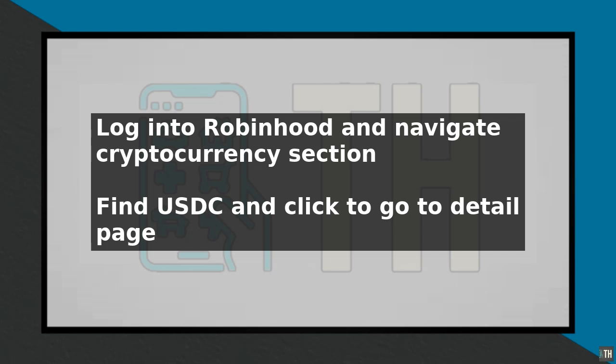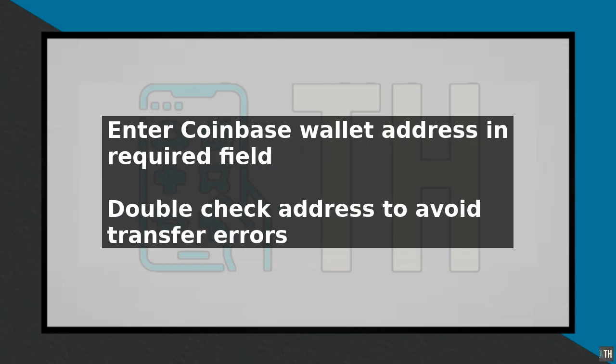Go back to Robinhood and paste the address into the required field. Make sure to double-check the address to avoid any errors. Once you have entered the address, you can proceed to enter the amount of USDC you want to transfer. After entering the amount, review the transaction details to ensure everything is correct.